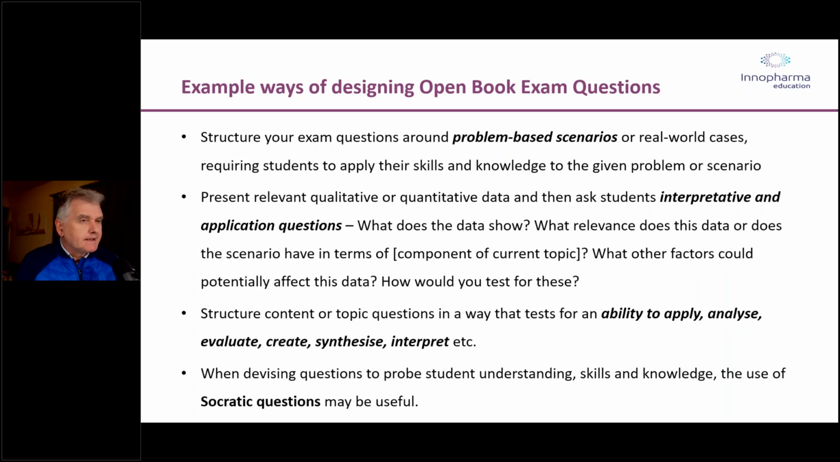Again, if somebody is trying to design an open book exam, one option is to design it a bit more around some sort of a problem-based scenario. So you might give somebody a load of data, for example. You might give them a load of information. And then what you might say was, build a project plan or develop some sort of a clinical research plan or do something with the information.